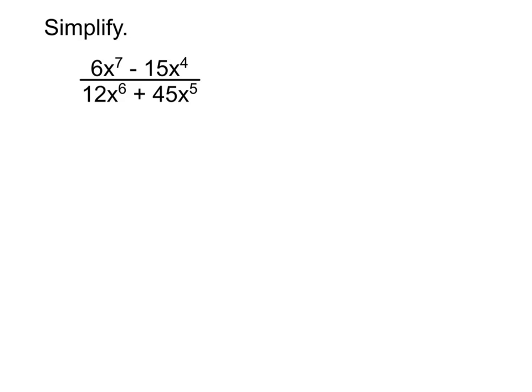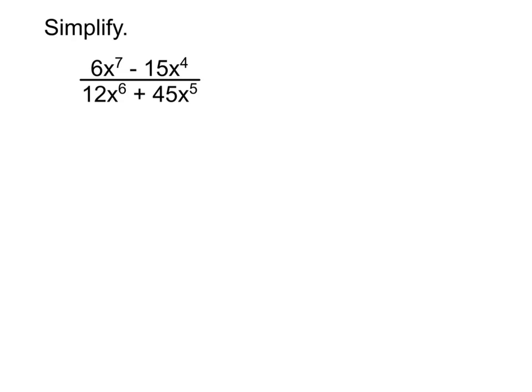Now remember, to reduce it, you're looking to see what can you divide out of every single term. In this case, there's two levels to that. We're going to start by looking at the numbers, 6, 15, 12, and 45. What can you divide all four of those by? 3. And so we're going to do that. We're going to divide every single term by 3.